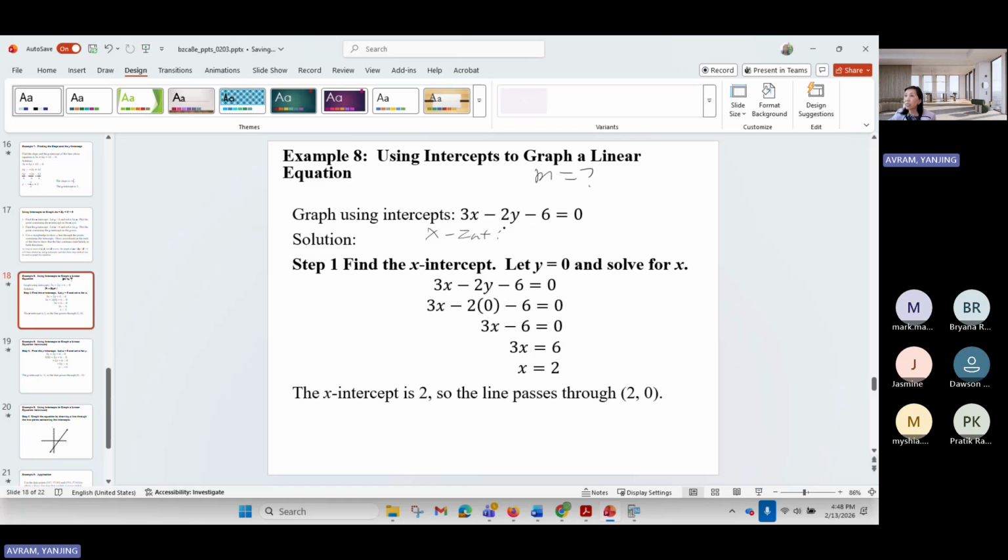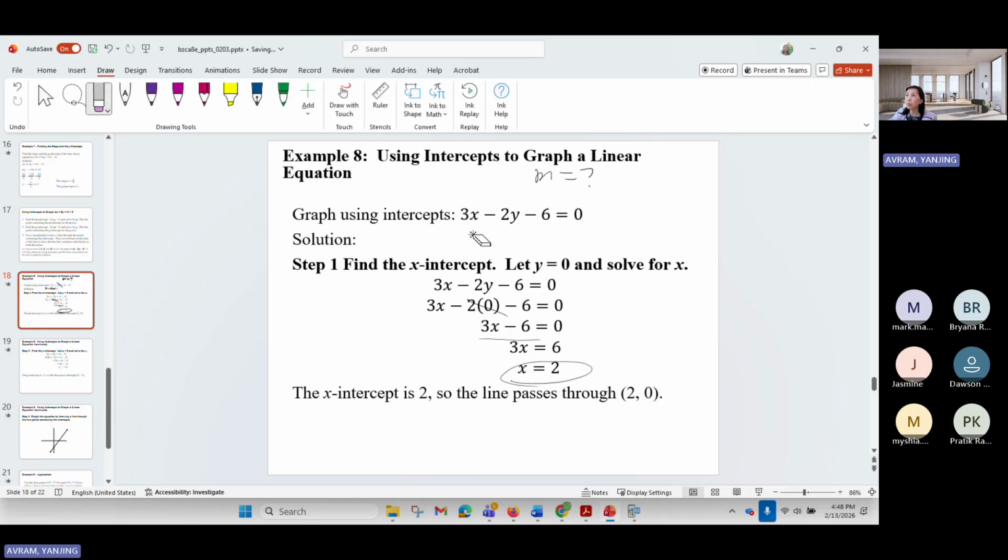X-intercept: y will be 0, so this will be 0. Look at it. All right, so y is 0, and then you have 3x minus 6 equals 0, so x will be just 2, right? And if you want to find the y-intercept, x will be 0, so this will be 0. So you're going to have negative 2y minus 6 equals 0, or negative 2y equals 6, right? Divided by negative 2, so y will be negative 3. All right, so this one will be 0 and negative 3.